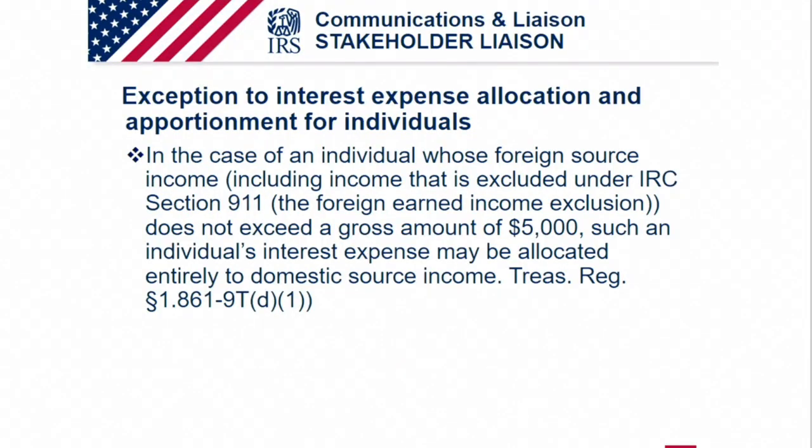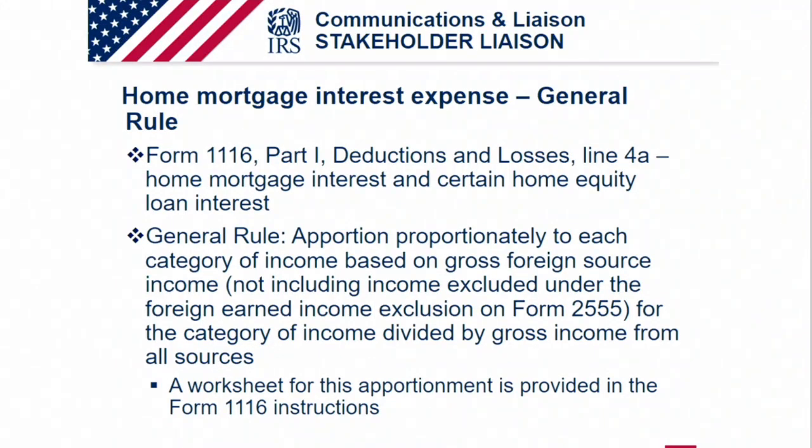An individual is not required to follow the apportionment rules for interest expense discussed in the prior slides if the individual's foreign source income is less than $5,000. In this case, the interest expense is allocated entirely to domestic source. For this purpose, any income excluded under IRC Section 911 is included in the $5,000 threshold. And now I'm going to turn it over to Jim to discuss mortgage interest. Jim?